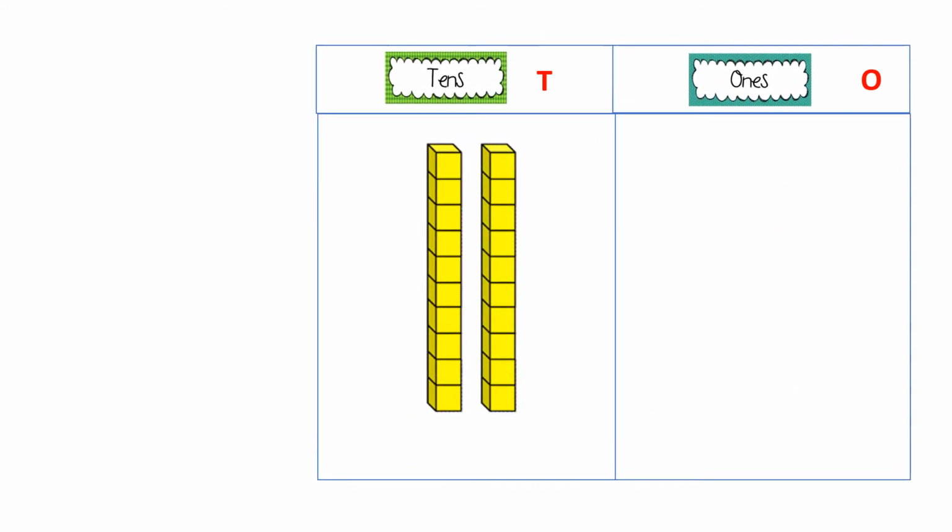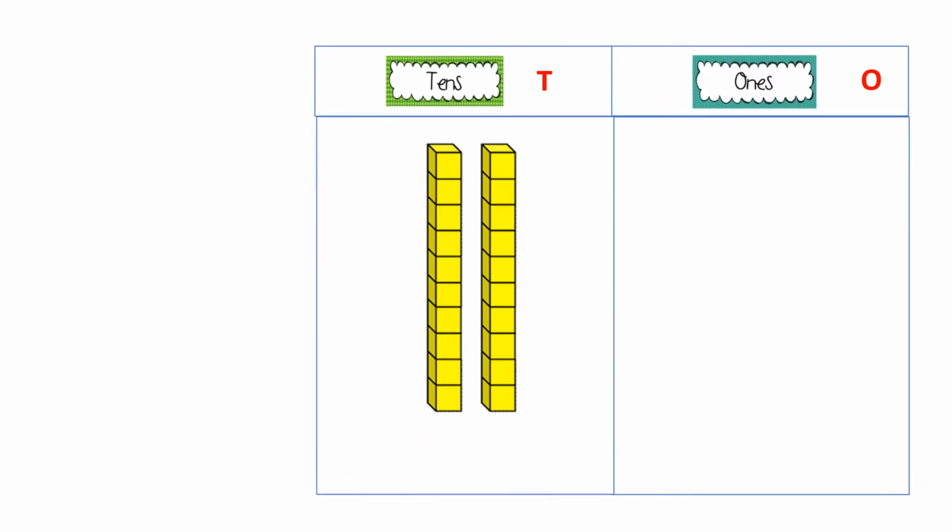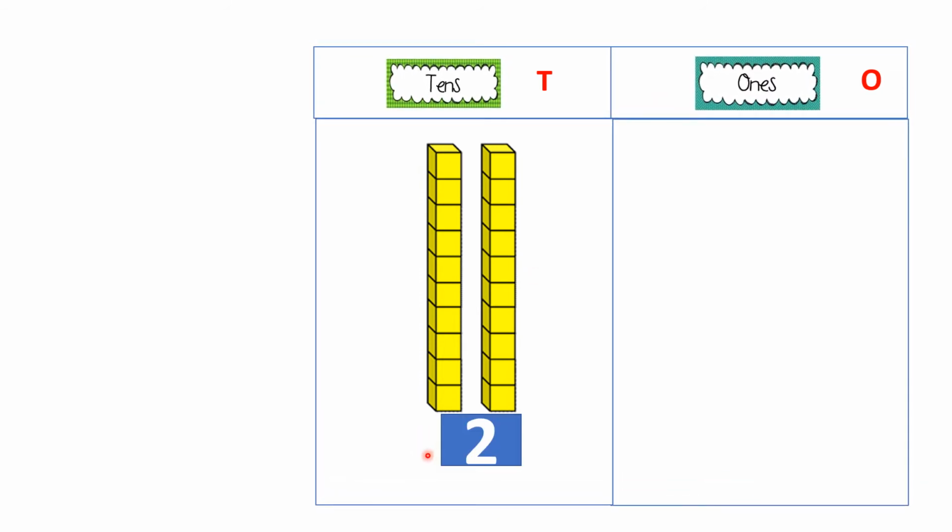If we are moving here, the shift of tens is taking place. It will be 2 tens. 2 tens means it is 20, which means 2 tens and 0 ones. 0 ones means we are not having any unit blocks over here.